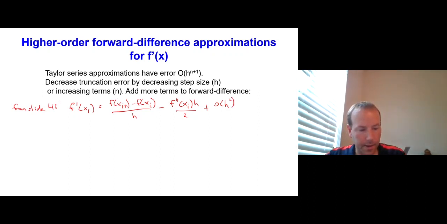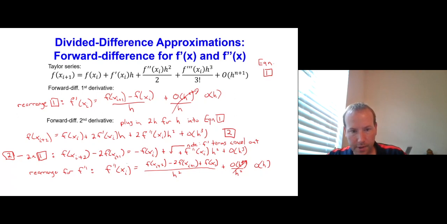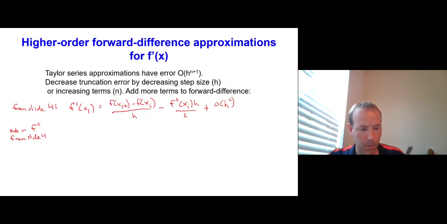Okay, and then so what we're going to do is we're going to take this formula and we're going to substitute in the double or second derivative from slide 4. So let me just show you where that was. So this f double prime equation right here, we're going to substitute that in wherever we have this f double prime in the equation here. Okay, so everything towards the left is going to be the same.